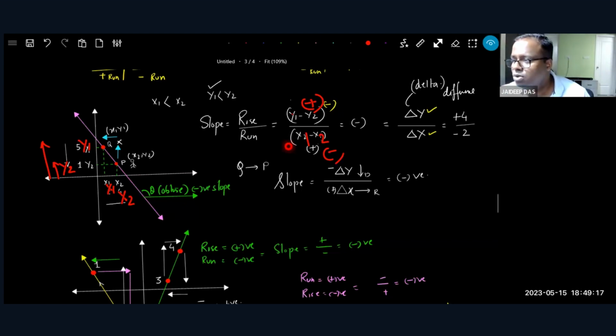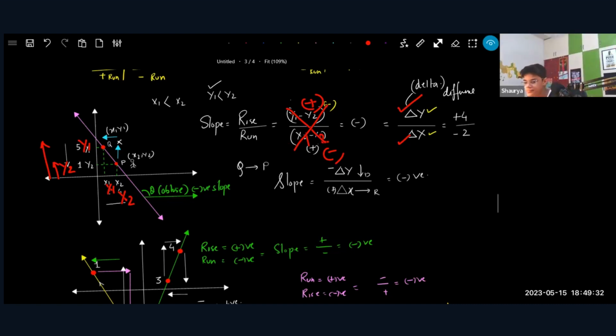Therefore, I say don't even bother about this at all. You concentrate on this and this. Just find out the difference. Don't worry about the sign. You will put the sign based on how you traveled.